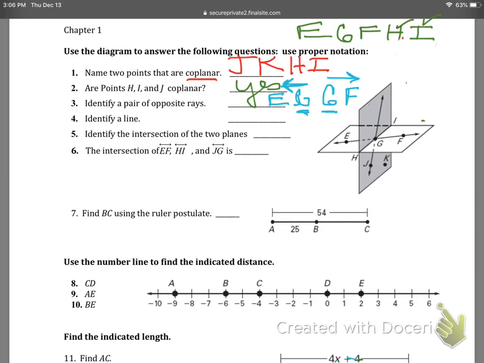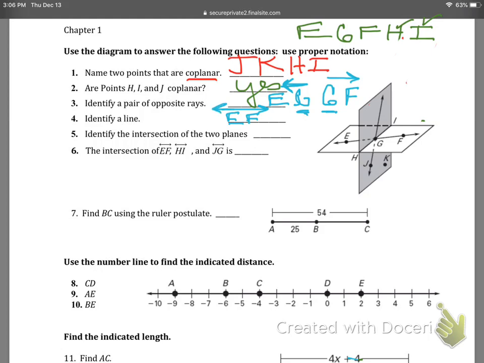Identify a line. Now there are lots of lines in this figure, so you have many options. So I listed a whole bunch of options in the answer key on the last page of this booklet, but let's just look at one of them here. How about EF? If I want to use the line EF, and there it is right there, I would have to tell you that it's a line by putting the correct notation above. Now I'm all set.